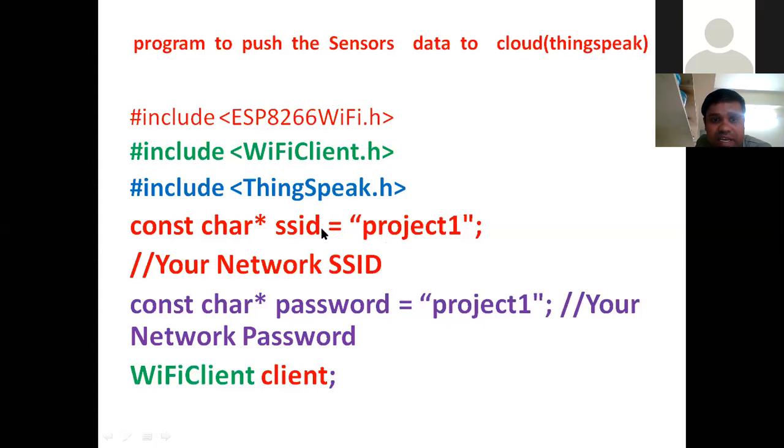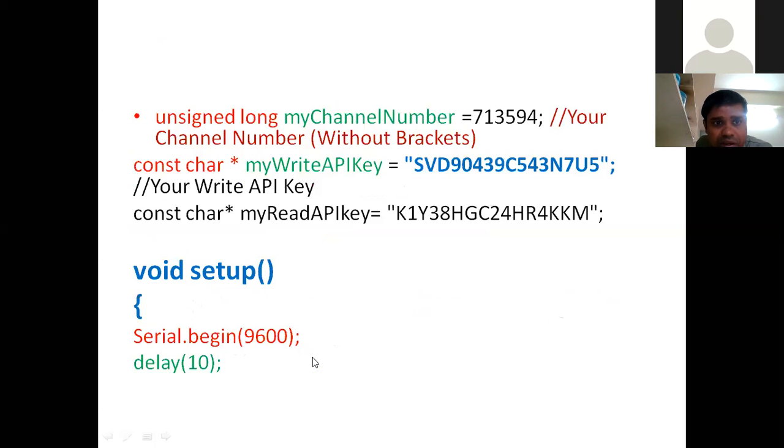Next, SSID means service set identifier. That is the network name. Next, password. Next one is we should give our channel number, 7713594. After that, the write API key and read API key.